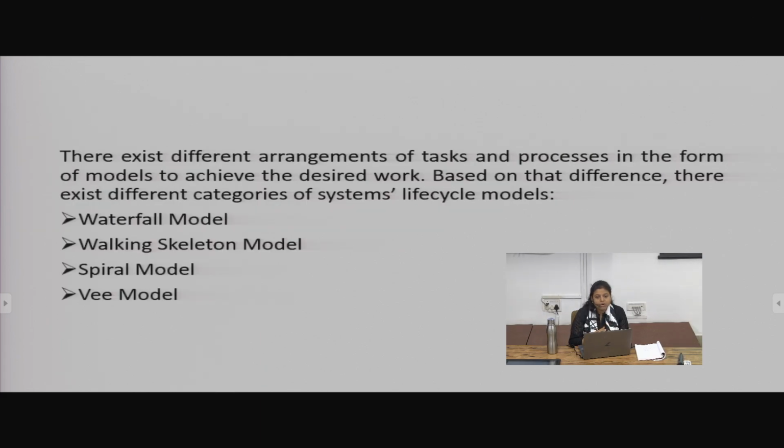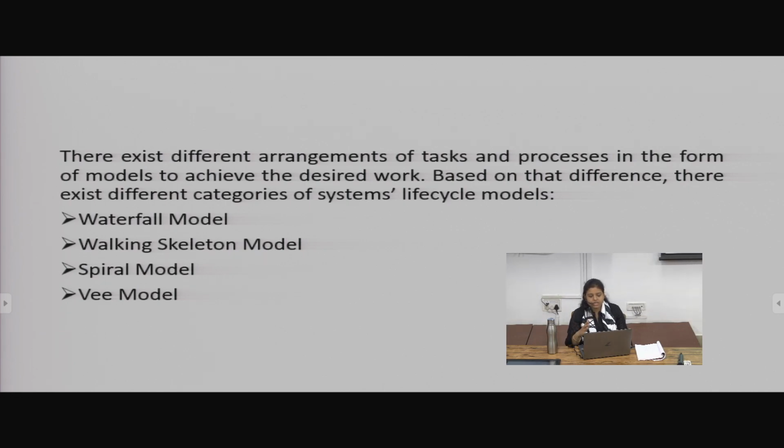Here you can see that there exist different arrangements of tasks and processes in the form of models to achieve the desired work, depending on the categories of the systems. The four commonly known models are expressed. One is the waterfall model, another is the walking skeleton model, third is the spiral model, and fourth is the V model.